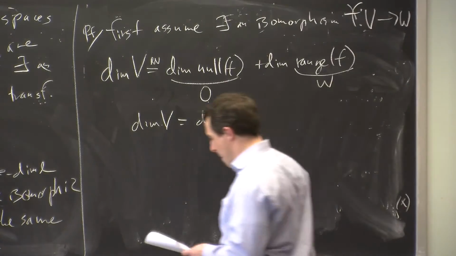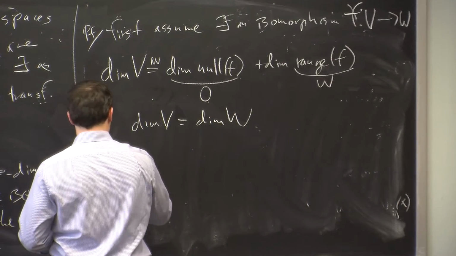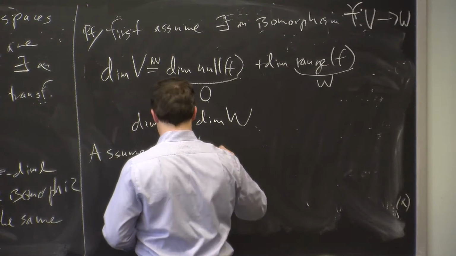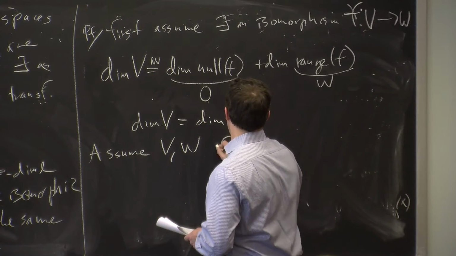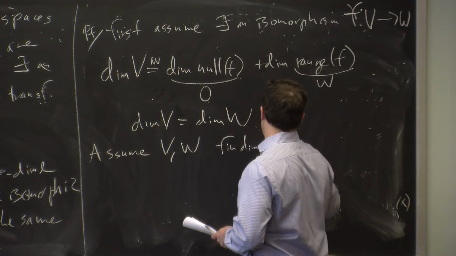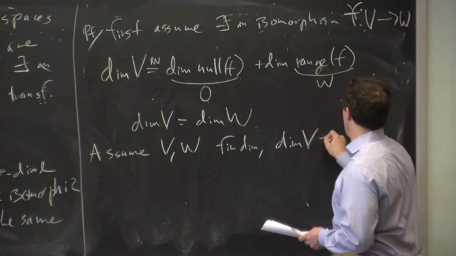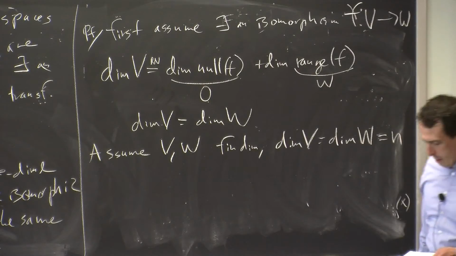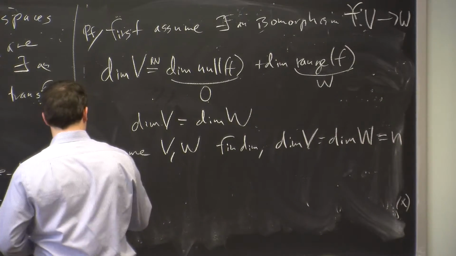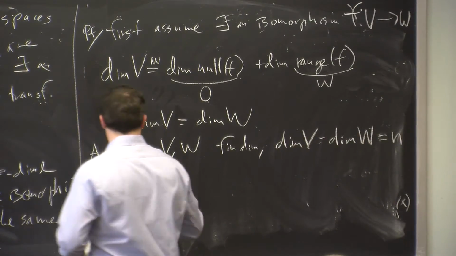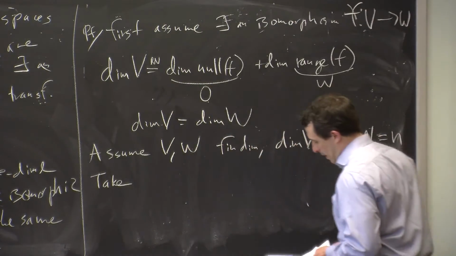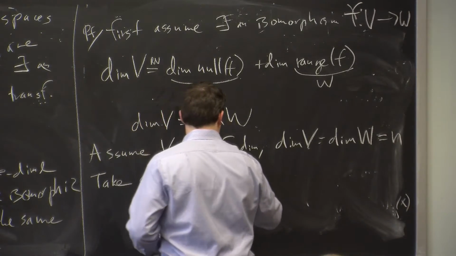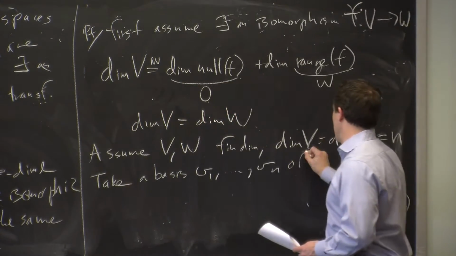On the other hand, assume that V and W are finite dimensional, and the dimension of V equals the dimension of W equals some positive integer n. The dimension is the length of any basis, so let's take a basis of each space.